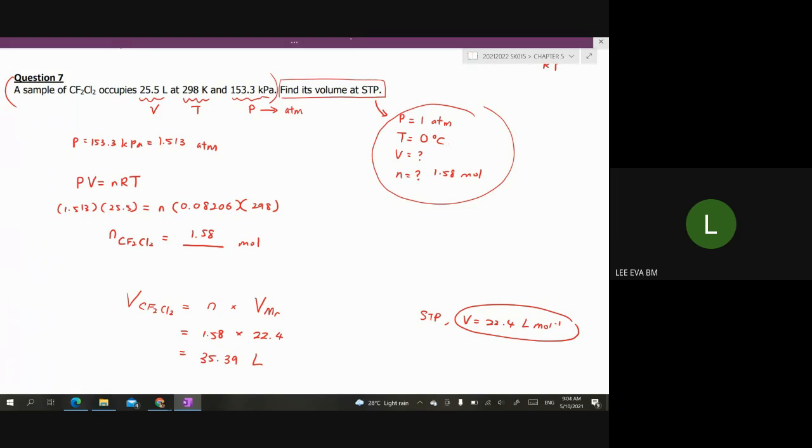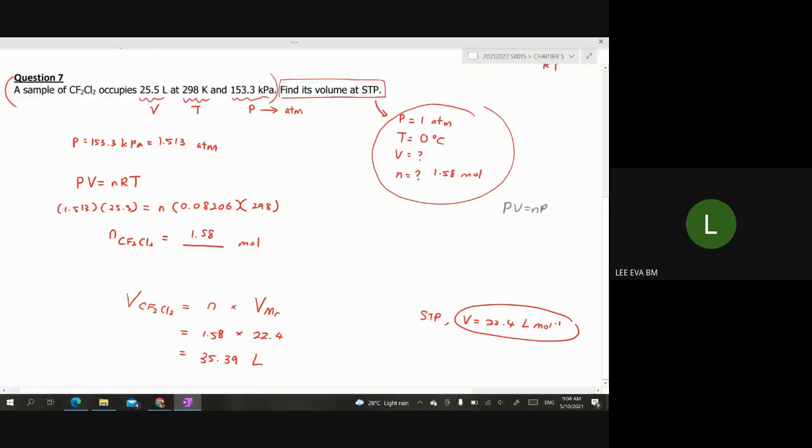Method yang kedua, boleh je kita pakai PV=nRT for the second time. So pressure is 180 m, volume is what we want to find. Number of mole 1.58, then gas constant, and then temperature is 0 plus 273.15. Okay, so ada cara yang pertama, ada cara yang kedua. So dua-dua boleh pakai lah dekat sini.